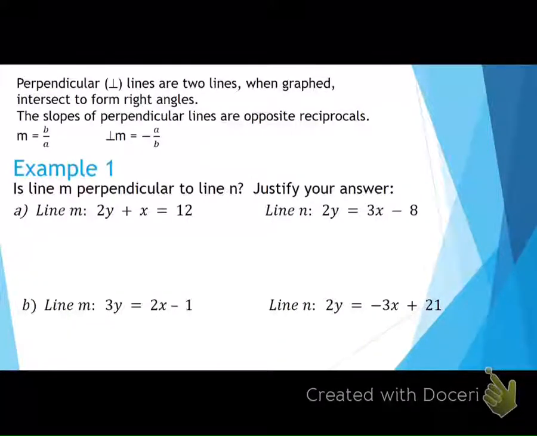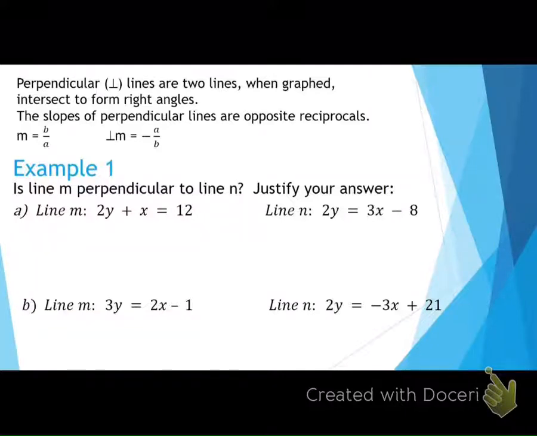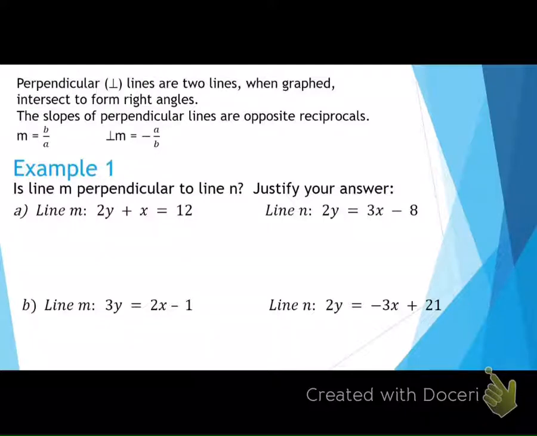All right, perpendicular. That's what that symbol is there. Two lines, when graphed, intersect to form a right angle. The slopes of perpendicular lines are opposite reciprocals, meaning if the slope was positive b over a, the perpendicular slope would be negative, and then you flip a and b. You flip the denominator and the numerator. So we're going to determine if these lines are perpendicular.